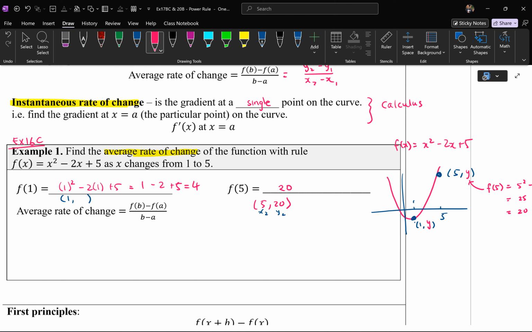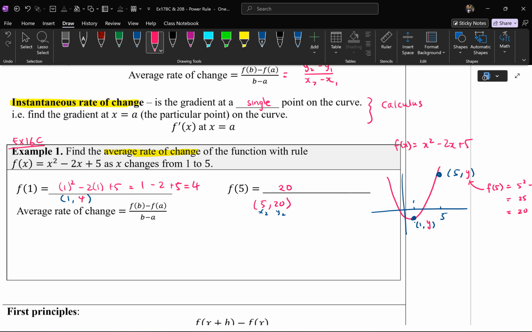Is it negative 1? No. It's 4, yes? So you got 2 points: (1, 4) and (5, 20). So where did I get the x's from? They told me 1 to 5. So here's my x, 1. Here's my x, 5. How did I find 4 and 20? I just subbed it into the equation.